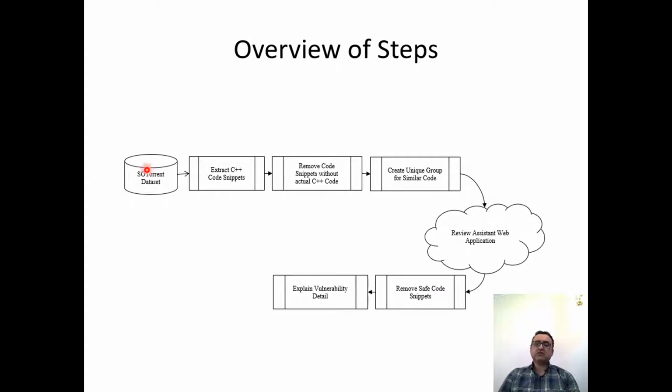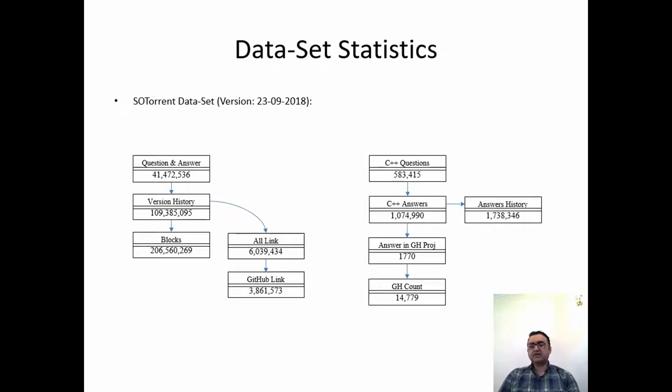So we took the SOTorrent dataset, extracted C++ code, removed the unwanted code, made sure we checked for unique code, and looked for vulnerabilities through various stages of assessment and a manual review process. Among 41 million questions and answers, only 500,000 questions are in C++. These are the number of answers, and with the history we have 1,700,000 answers.